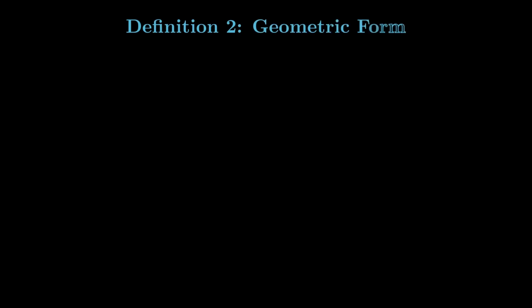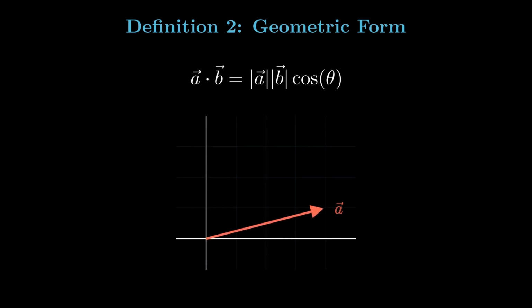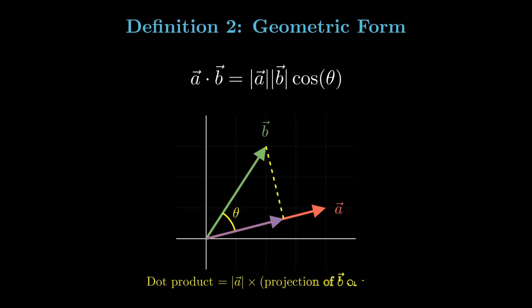That brings us to the geometric definition. Here, the dot product is the length of vector A times the length of vector B times the cosine of the angle between them. Visually, this is about projection. Imagine shining a light down on vector B. The shadow it casts onto vector A is the projection. It shows us how much of B is pushing in the same direction as A. So, the dot product really measures alignment.